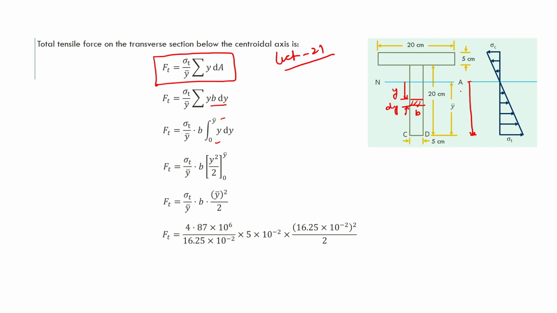This is the distance of extreme fiber from the neutral axis. This is 16.25 into 10 to the power of minus 2 meter. Width is 5 centimeter, means 5 into 10 to the power of minus 2 meter. And 16.25 into 10 to the power of minus 2 square by 2. So on solving, finally we are getting the value of total tensile force equal to 19.785 kilonewton. This is the final answer we are having.